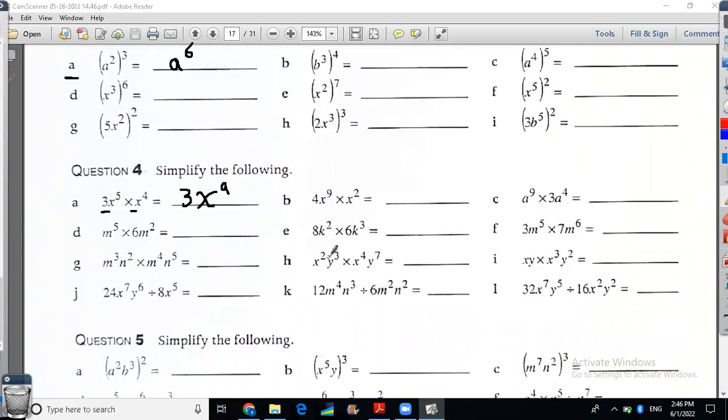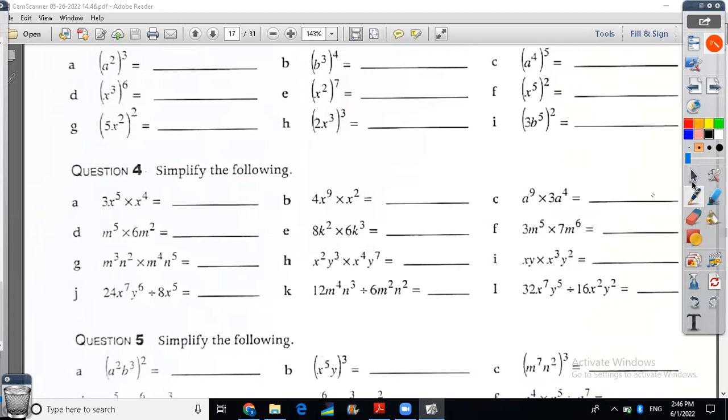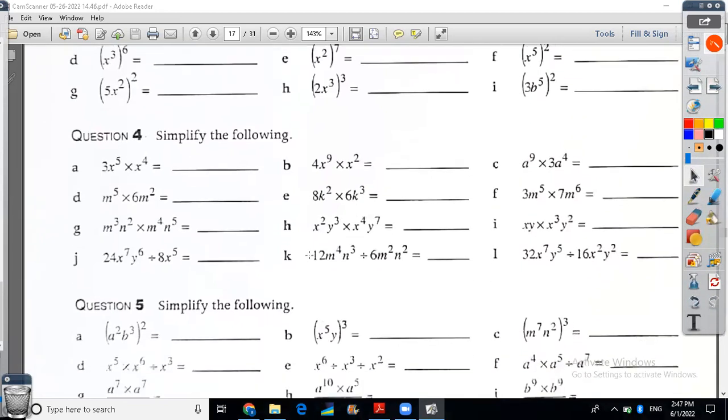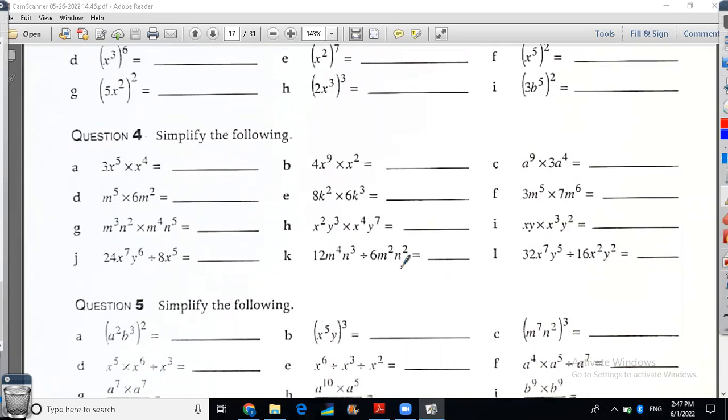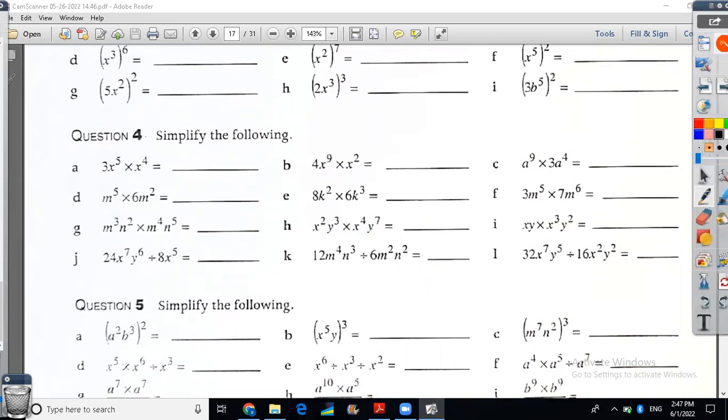9. Yes. All right, so we're going to do the same thing with the rest of the questions. We take the x's together, the y's together. We're adding the powers. And if there are numbers, of course, we're going to do the numbers first together. All right, let's keep going. Division is the same thing. We're going to do division to the numbers first. So 12 divided by 6 first. M to the power of 4 divided by m to the power of 2. N to the power of 3 divided by n to the power of 2, and so on.